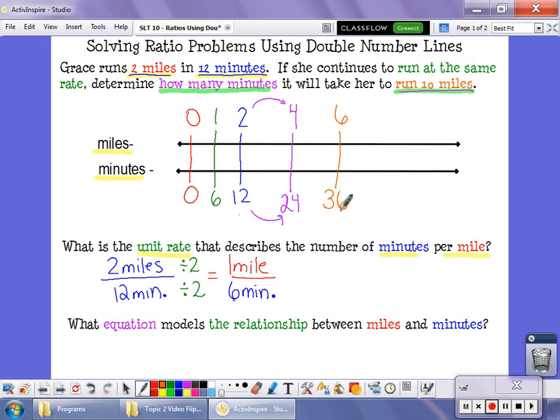And I can keep going again. What if she did 8 miles? 8 miles would be another 2 miles, which would mean it would take another 12 minutes.